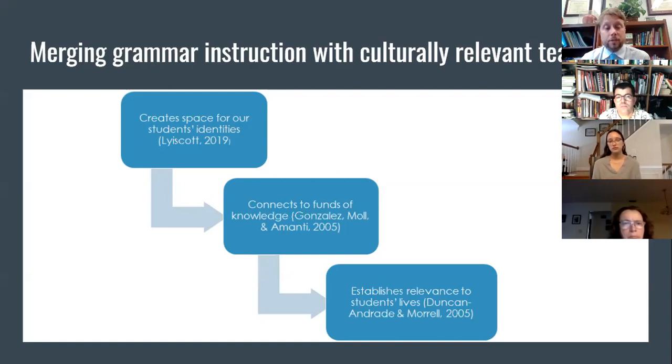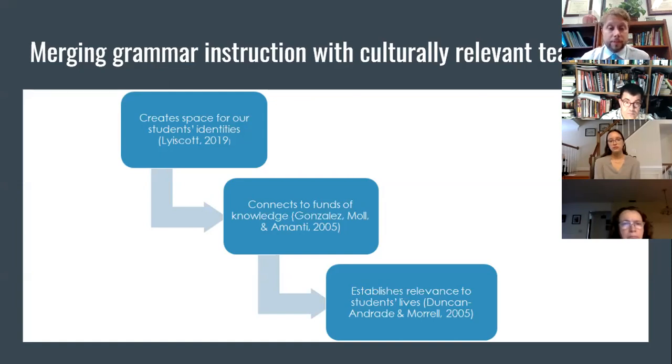And one of the things that she presents, that you can see reflected in the figure on the top left there, is that it's important as teachers, when we use practices like the ones that Mariem described, that we create space for our students' identities and our students' voices.